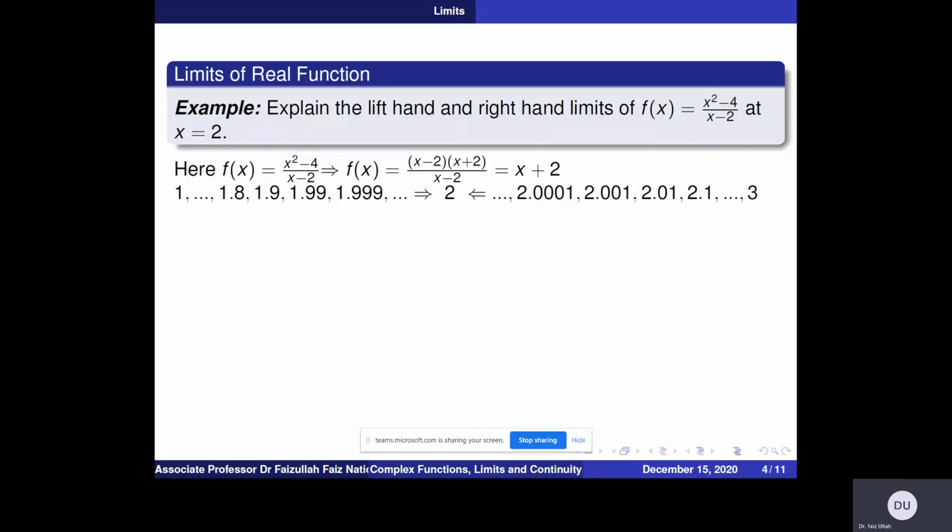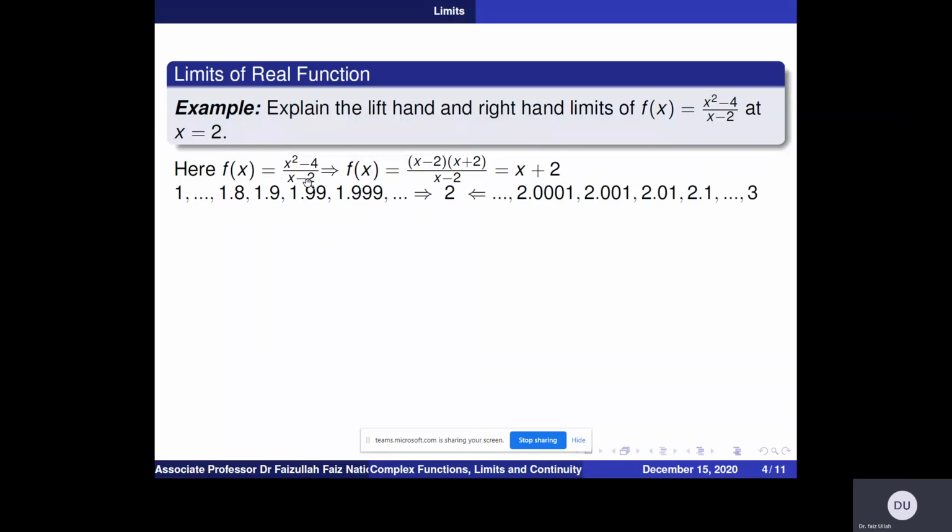To find the limit at x is equal to 2, you can see that we can go towards 2 from the left hand side. So we can put 1.8 in this function. Then we can go a little more near towards 2 and put 1.9 in this function. We can go a little more near towards 2 and put 1.99 in this function, and so on. And we can see the behavior of this function, to which side f of x is approaching.